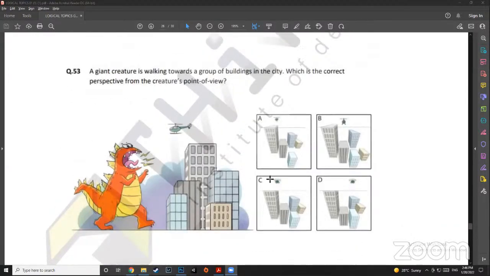If you are a dinosaur, you're this big, what sort of perspective would you get? So see, if you were this dinosaur, you won't be able to see, because it is eye level, you won't be able to see the top of the building, isn't it? You can't see the top of the building. So option A and B get eliminated. And out of B and C, which one should I eliminate? I can eliminate 1, 2, 3, 4.